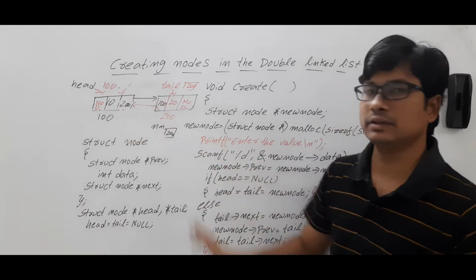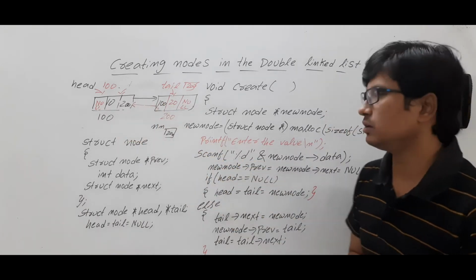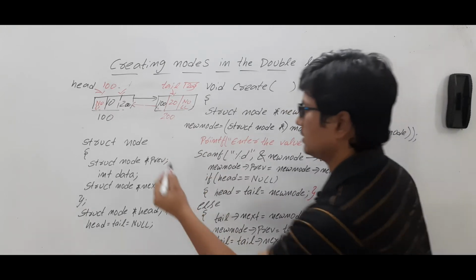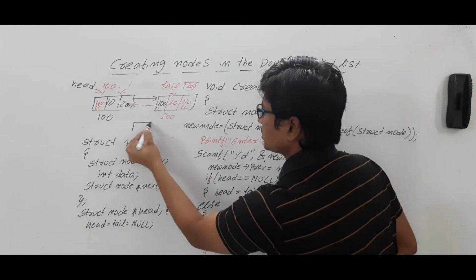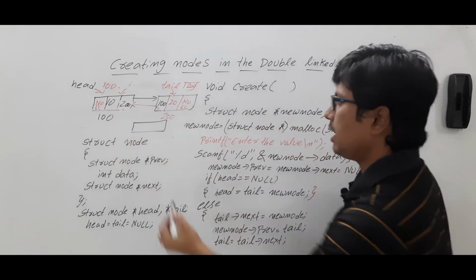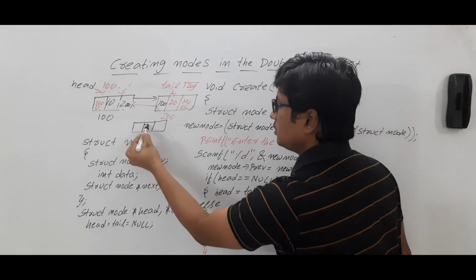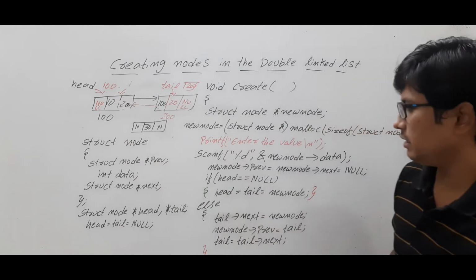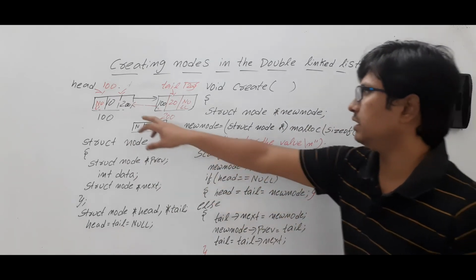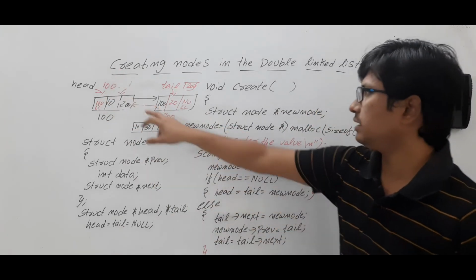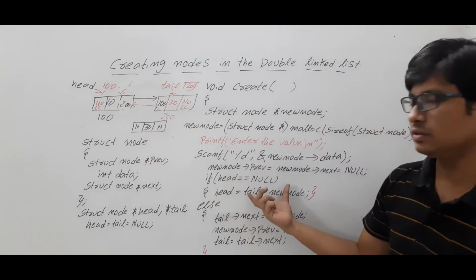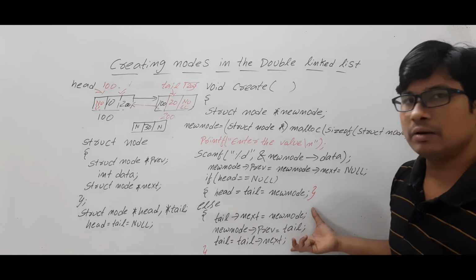We have created the two nodes. Now I want to create the third node. The third node has been successfully created. Here you have successfully created the third node, and you have inserted the value 30 here, and this is null, this is null. Now look here. Head is equal to null? No, head contains the address 100, which is not equal to null. So this condition will fail, and it will come to the else block.